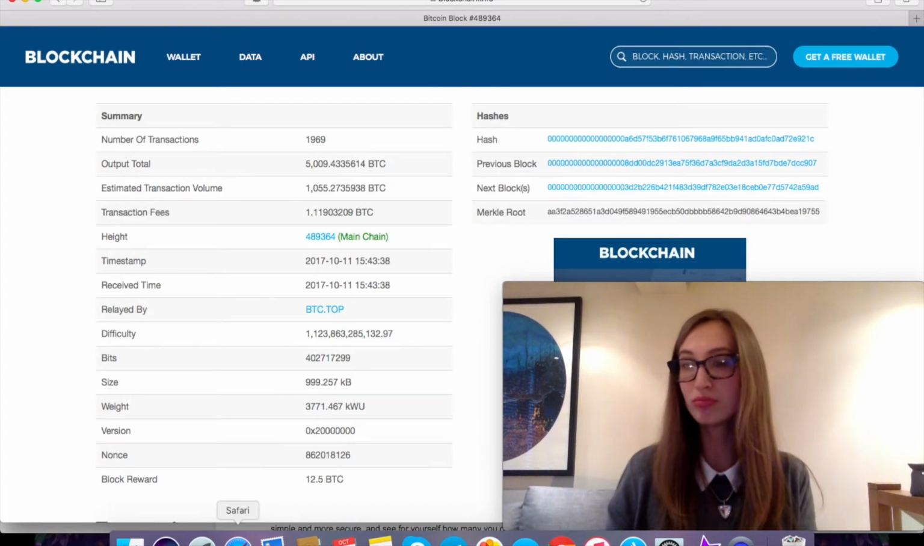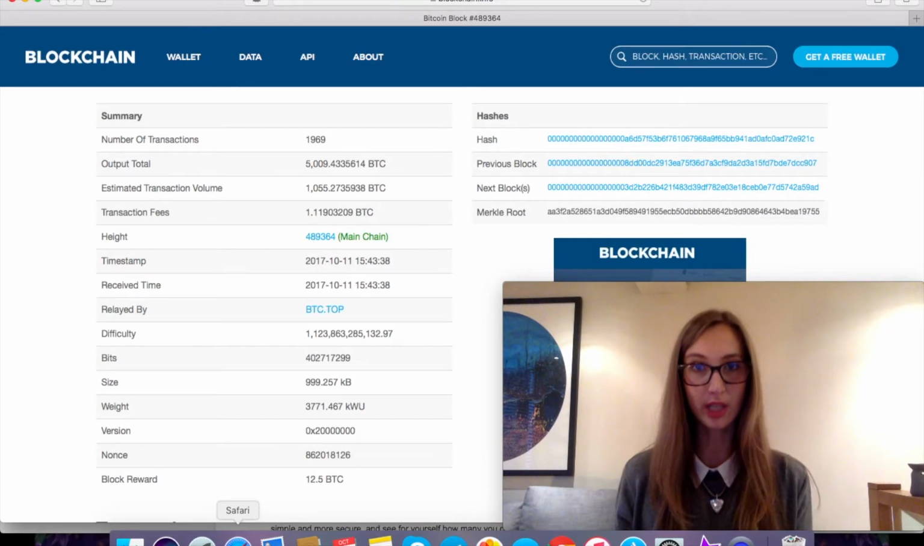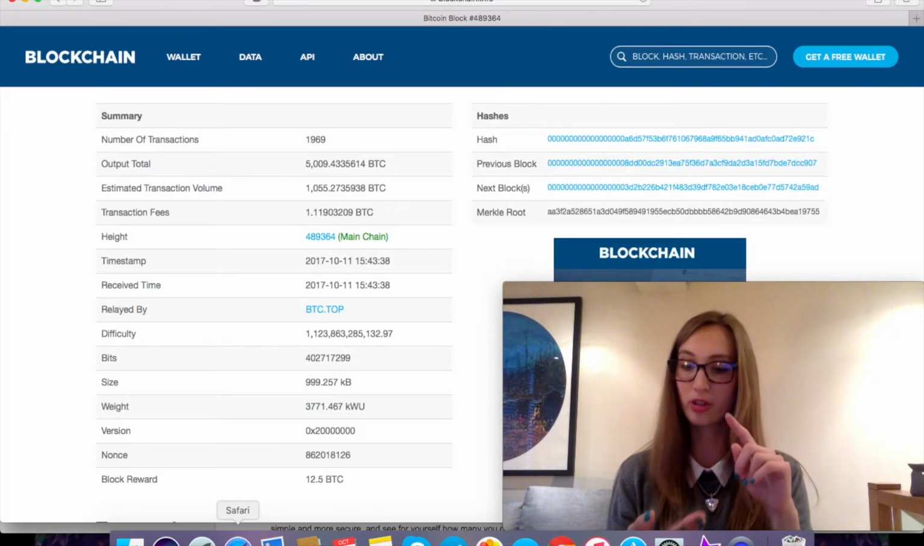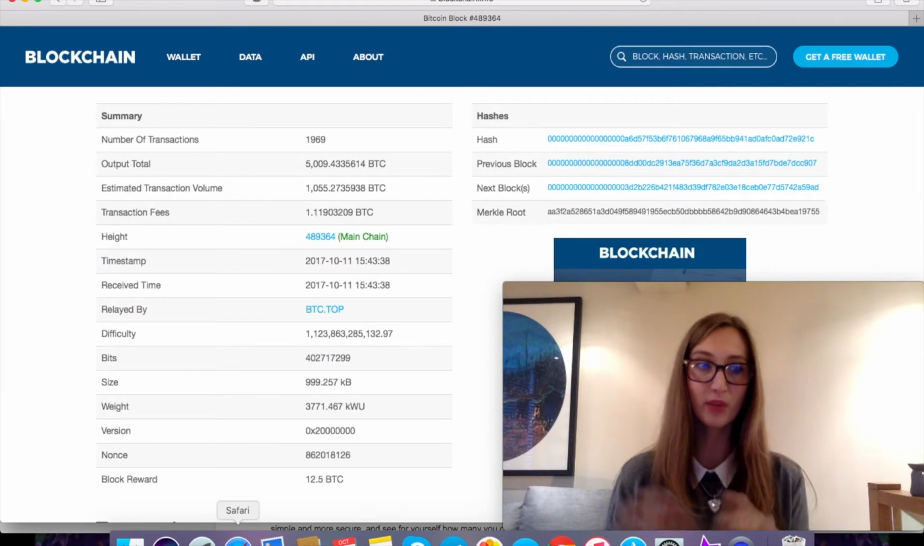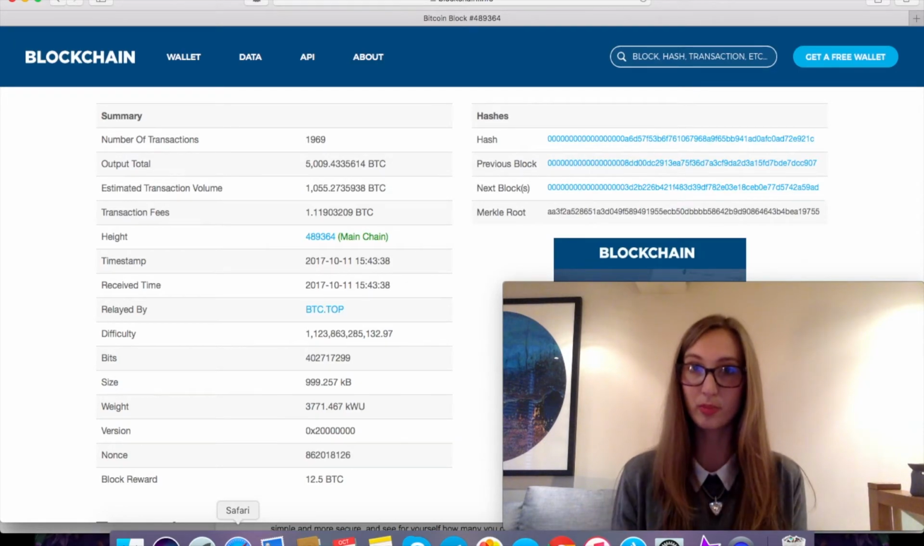But all you need to know is that the blockchain is a public ledger that records every transaction ever made using Bitcoin from the moment it was created up until this point.